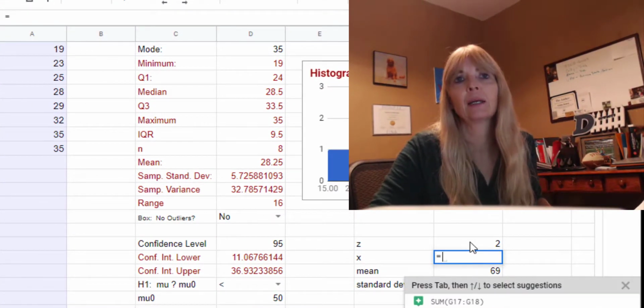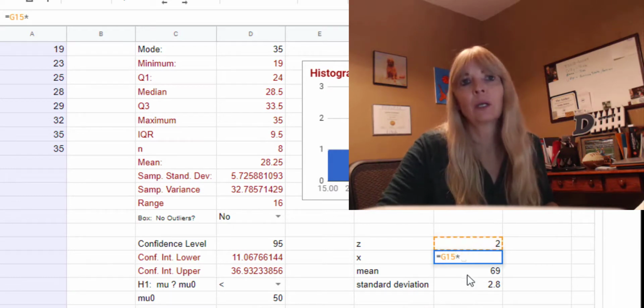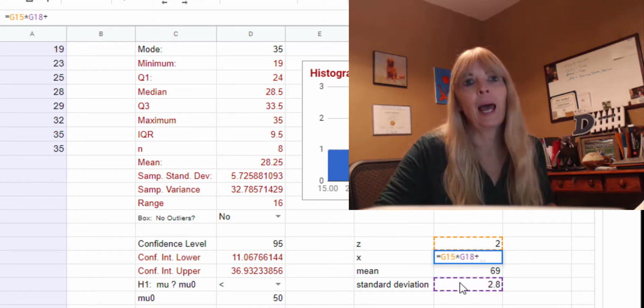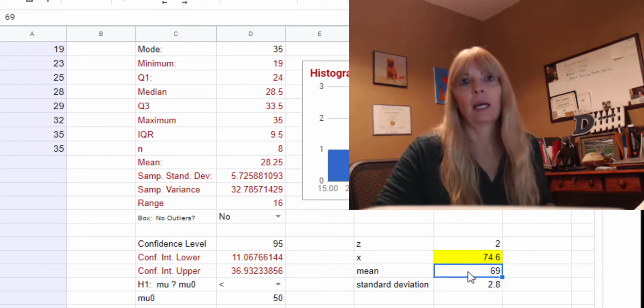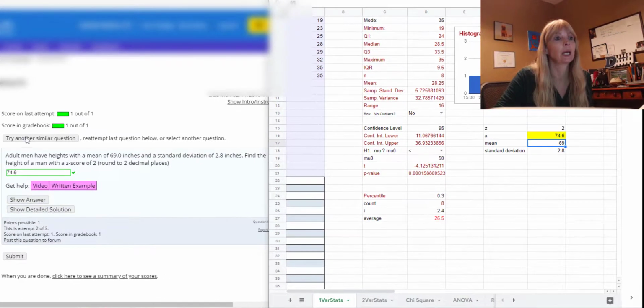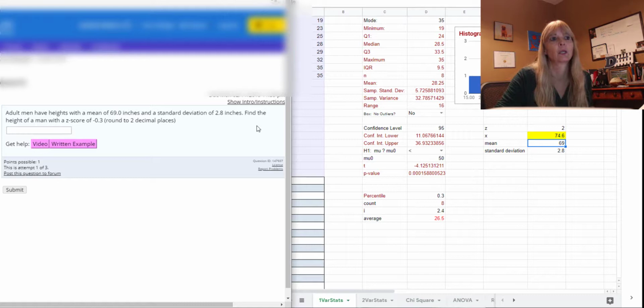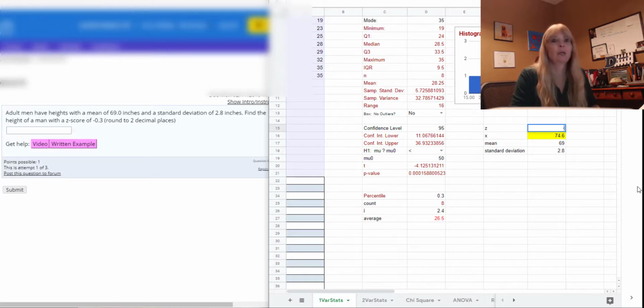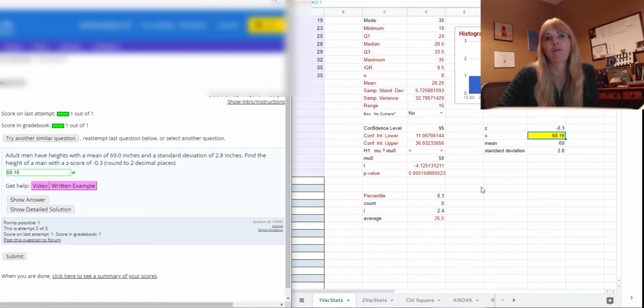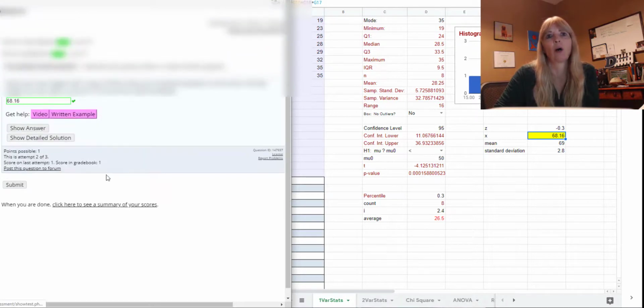I'm going to take Z times my standard deviation. Notice how I'm referencing the cells. You'll see why. And then add my mean. I hit enter, and I get 74.6. Why do you care? Reusability. So let's say I want to try another one to see if my formula works. It's 69, 2.8, but now the Z score has changed to negative 0.3. Look at that. It's nice because now I have a formula in my formula sheet that will solve for X.